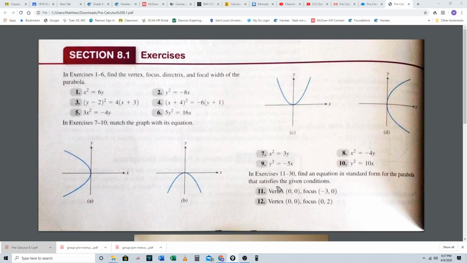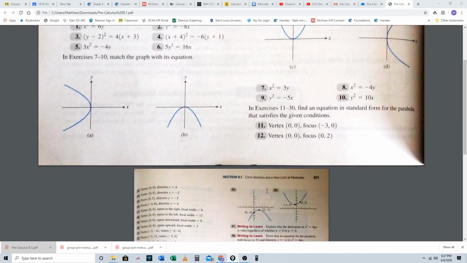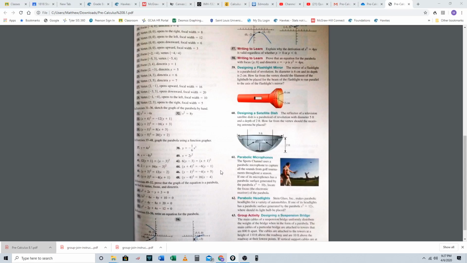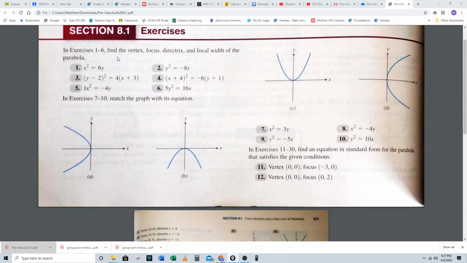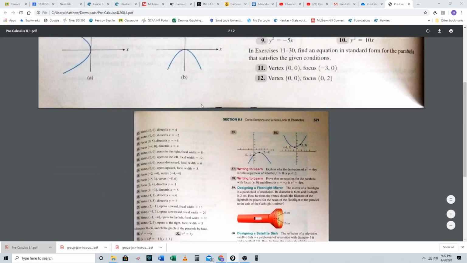Now, here is the question that you're probably going to get more than anything, which is starting with 11 and on, which is to create the equation based off this information. And I'm probably not going to have you graph any of these. Okay, you're tired of graphing. We're not going to do any graphing. Okay, so I'm going to really stop you at 29 for the homework. So your homework is going to be 1 through 5, and then 11 through 29 odd. So you already know what your homework is.